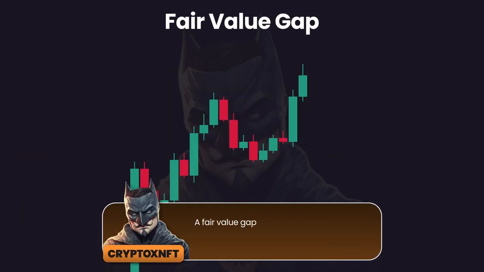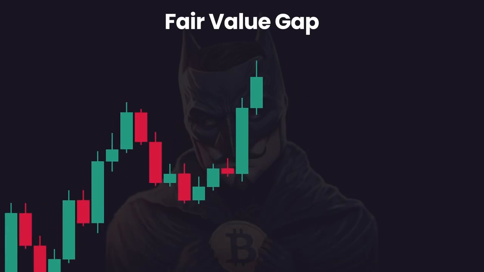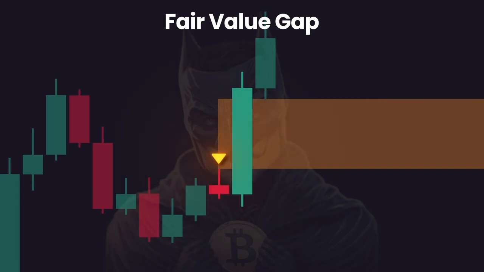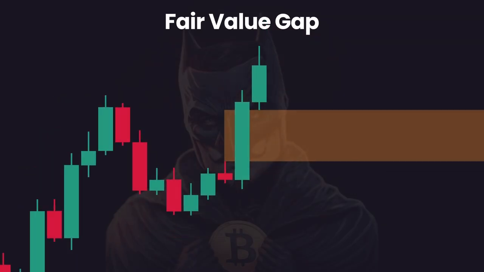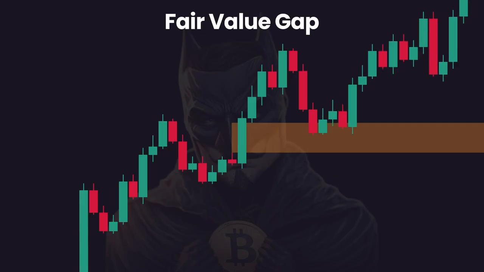Fair value gap. A fair value gap is a price imbalance created when the market moves aggressively and leaves a gap between candles. To identify it, traders usually look for a large impulsive candle and then mark the space between the wick of the candle before it and the wick of the candle after it. This area can later act as a magnet for price. The idea is that the market may come back to that imbalance before continuing in its original direction.